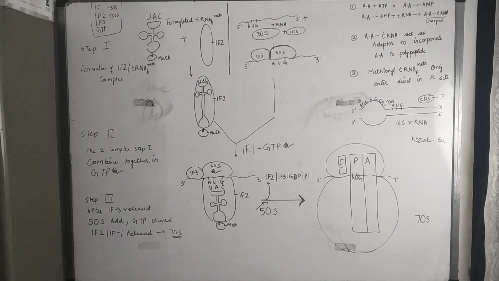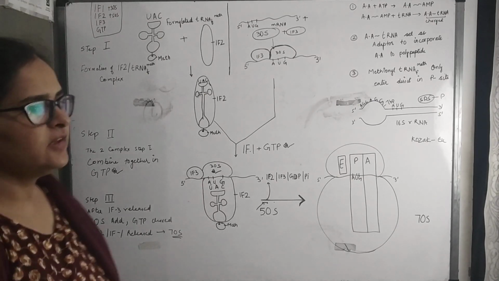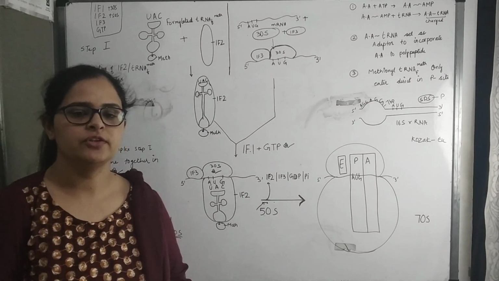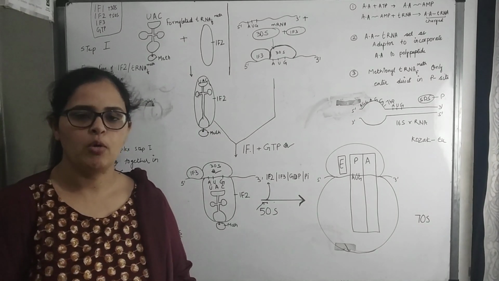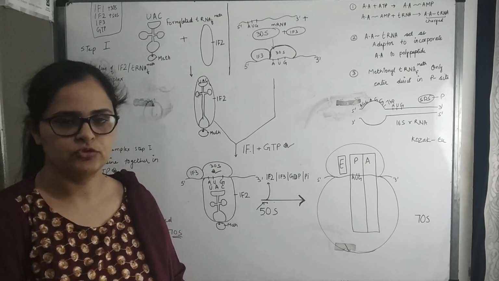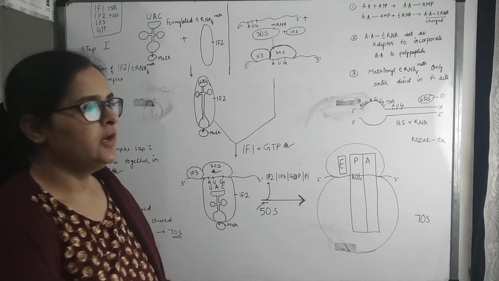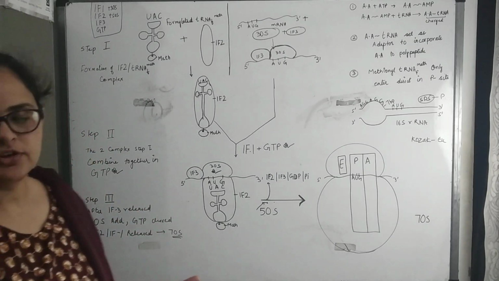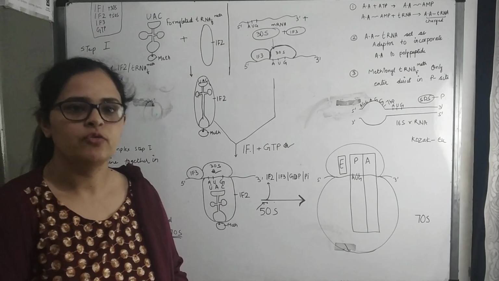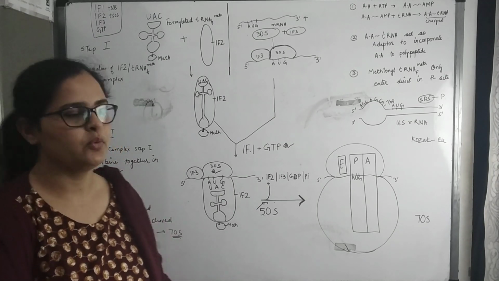Dear students, now we will discuss the initiation of translation. In the previous video, I discussed the different components of translation, which were tRNA, ribosomal RNA and mRNA. Now, how the initiation process occurs in translation, first we will discuss in the prokaryotes.